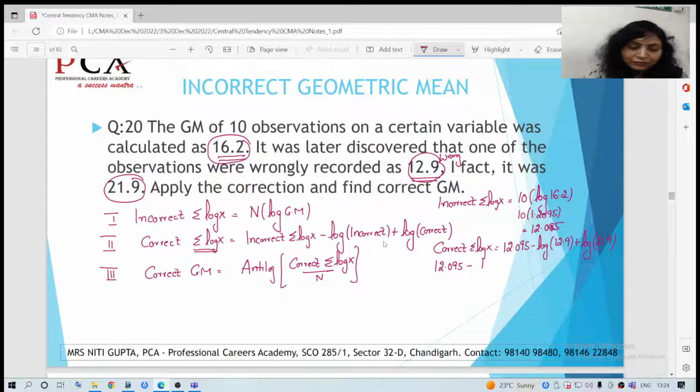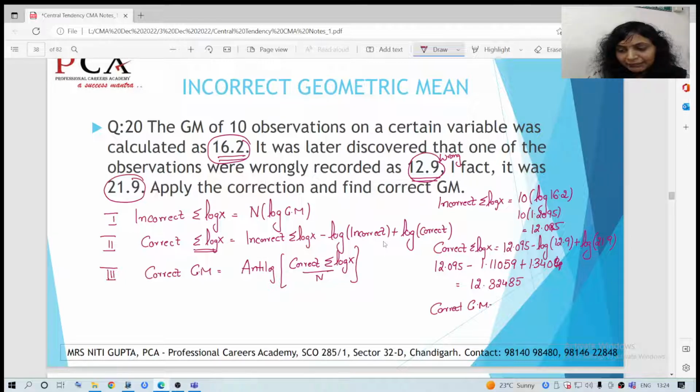So this will be 1.11059, plus then 21.9. I'm just calculating the log. So this will be 1.3404. So adding this value to 12.095 and subtracting this 1.11059, we get 12.32485.